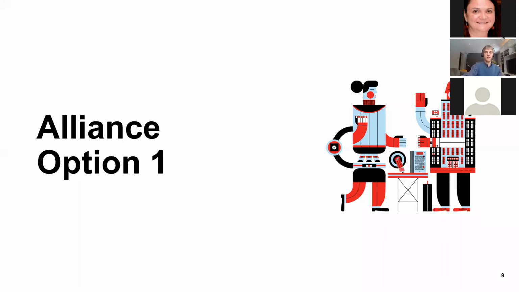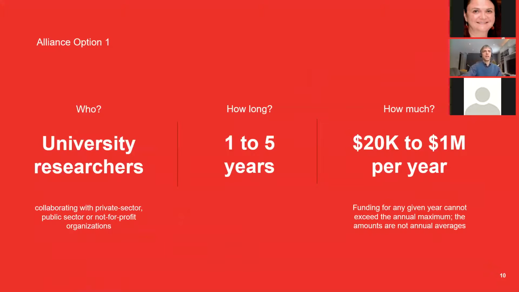So let's dive into option 1. In option 1, projects from 1 to 5 years are allowed, ranging from 20,000 to 1 million per year. And these are not averages. So basically you cannot apply if you're asking for less than 20K per year. And that's one of the issues we've seen, just some years coming in below 20K, and that's not acceptable. And again, even if the average is 1 million, you cannot have more than 1 million in any given year.